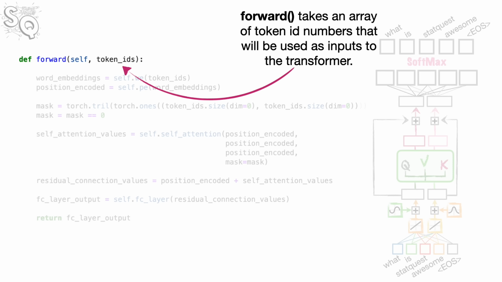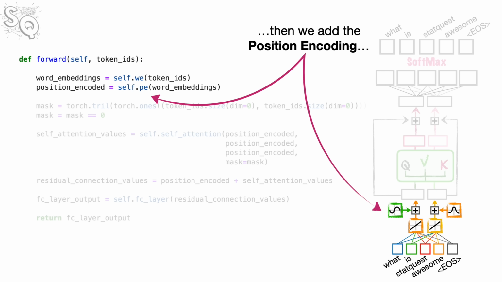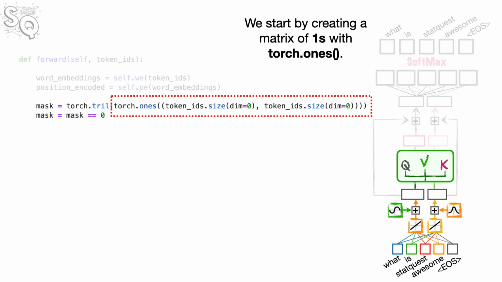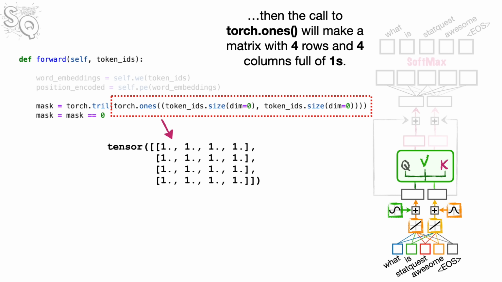Forward takes an array of token ID numbers that will be used as inputs to the transformer. First, we convert the tokens into word embedding values. Then we add the position encoding. And then we create the mask that will prevent early tokens from looking at late tokens when we calculate attention. We start by creating a matrix of ones with torch.ones. For example, if we pass 4 token IDs into this method, then the call to torch.ones will make a matrix with 4 rows and 4 columns full of ones.